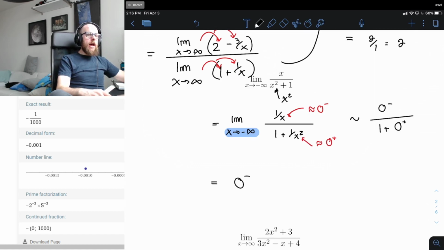How are you guys with that? I know this is a new way of taking a limit, dividing by the highest power, but is it pretty self-explanatory? Any questions about that?